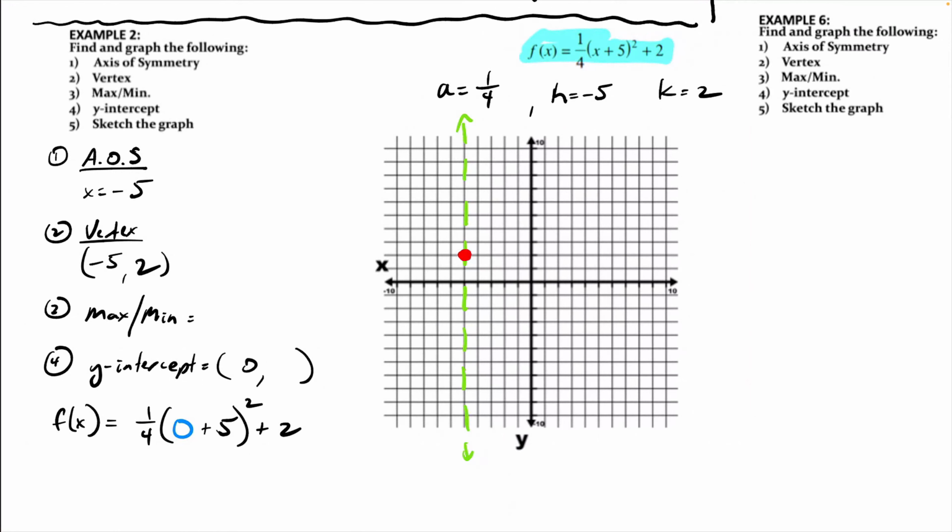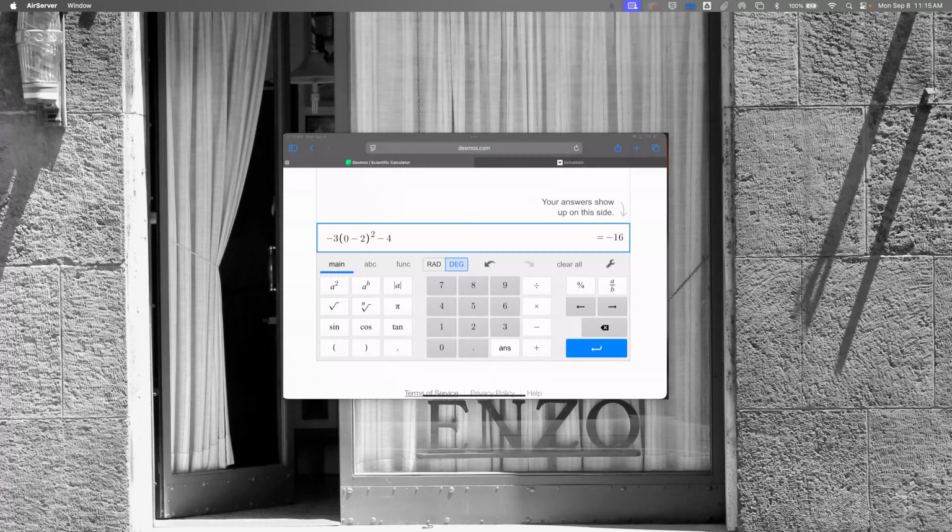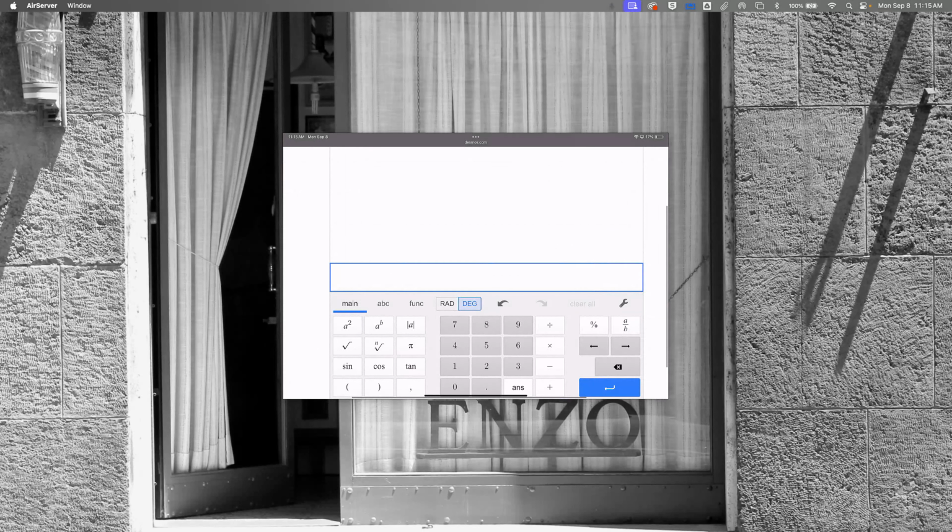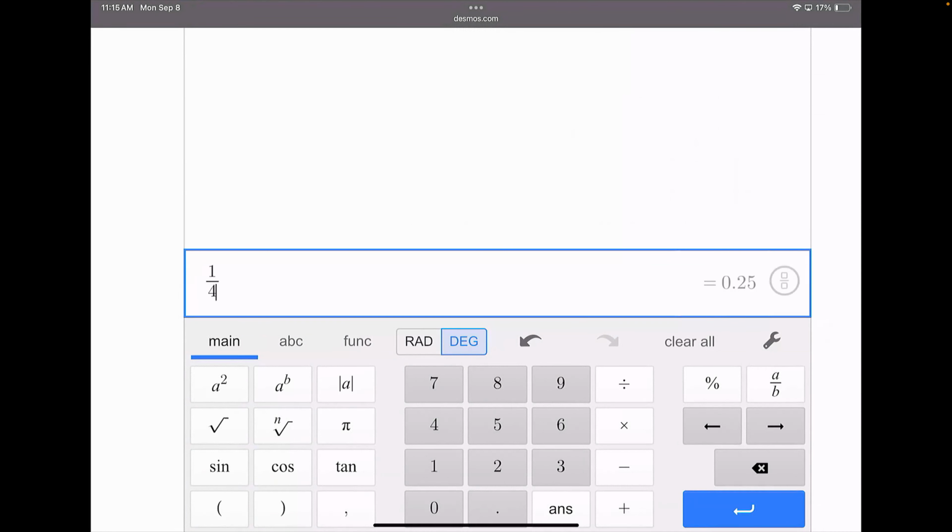Go to your calculator. 1/4 plus 5 plus 2. So we're going to go 1/4, 1 divided by 4, parentheses, 0 plus 5, parentheses, squared. You can use either of the exponent buttons, it will work. Plus 2. I told you, getting your decimal. 8.25. 8.25 is a little more than 8, less than 9 though.